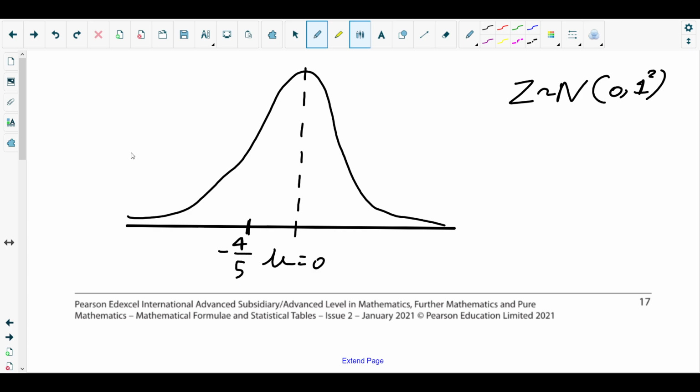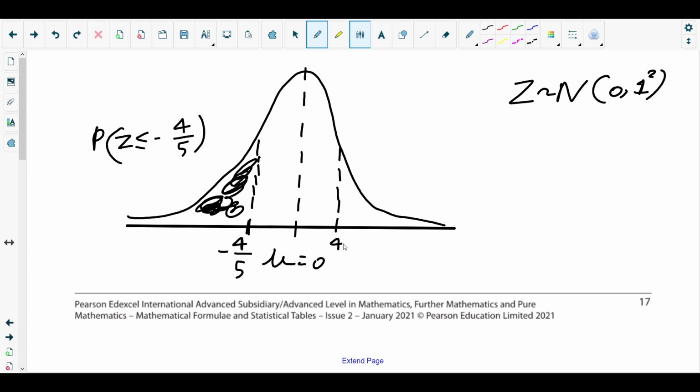So the probability of Z less than or equal to negative 4 over 5 is basically the area under the bell curve, which represents the probability. So this area and that area, using symmetry, it is symmetrical. Remember, this is totally symmetrical. This is 4 over 5. Above that area, these are equal, using symmetry.